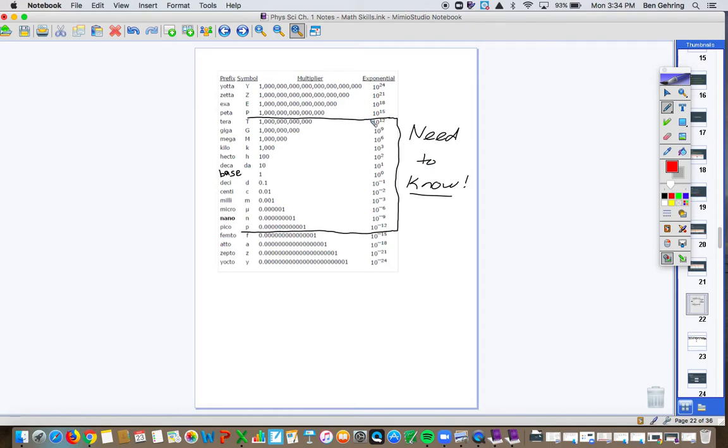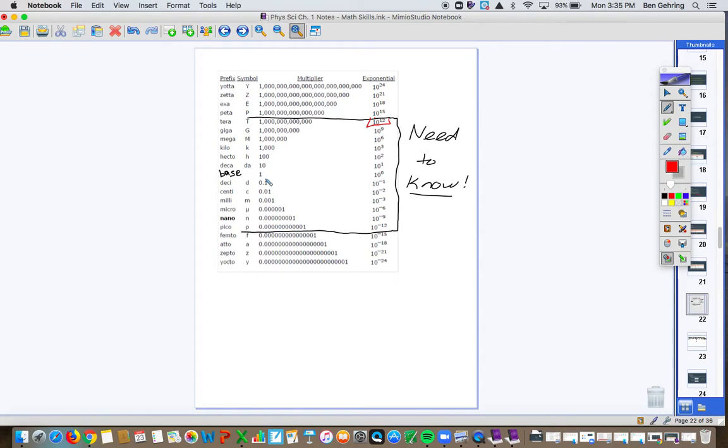So instead of writing 1 and a bunch of zeros to get trillion, you can write 10 to the 12th to be the same number. Billion is 10 to the 9th, million is 10 to the 6th, kilo is 3rd, hecto is 2nd, deca is 1st. 10 to the 0 is our base unit, and that just means 10 to the 0 power, which means 1. So we don't have to move the decimal at all.